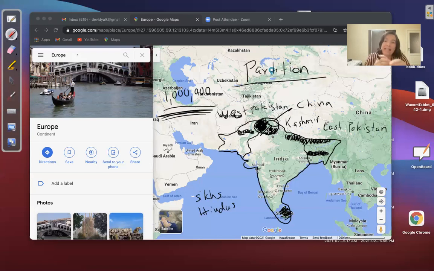Pakistan insists that they want total control of Kashmir. India insists they want total control of Kashmir. China insists they want total control of Kashmir. And there's violence there. All right, so that's our split of Pakistan and India, called partition.